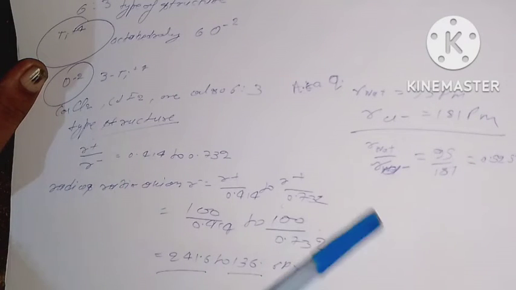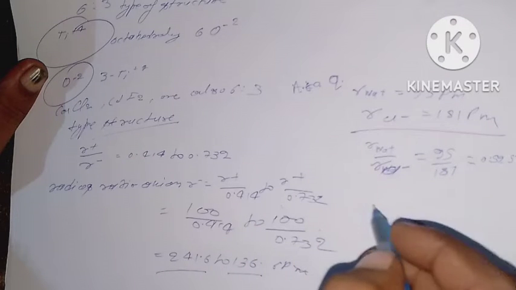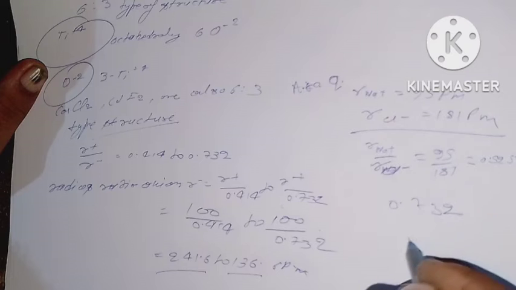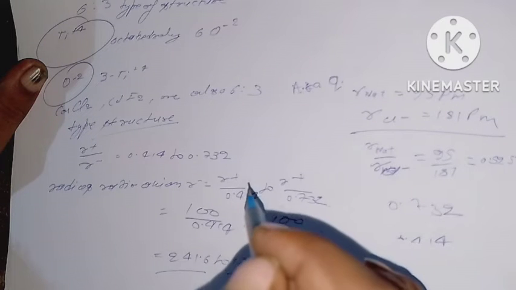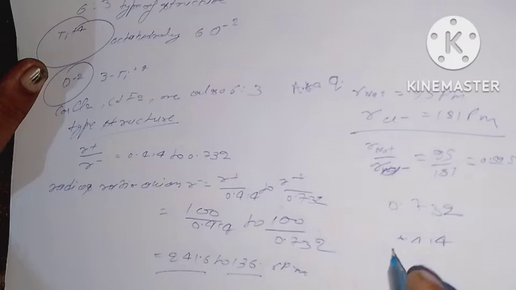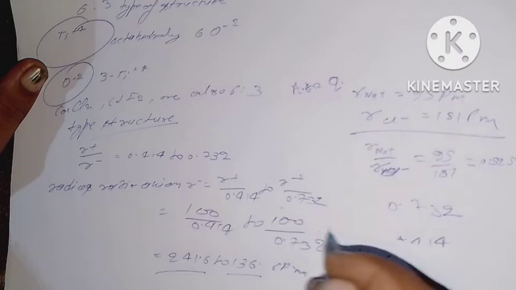Since the radius ratio value is less than 0.732 but greater than 0.414, the cation will occupy octahedral holes. So the coordination number of both ions is equal to 6. Sodium chloride has a face-centered cubic arrangement in which sodium positive ions occupy the octahedral sites.